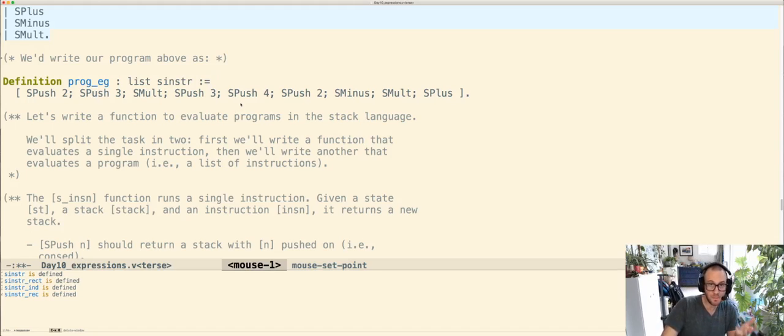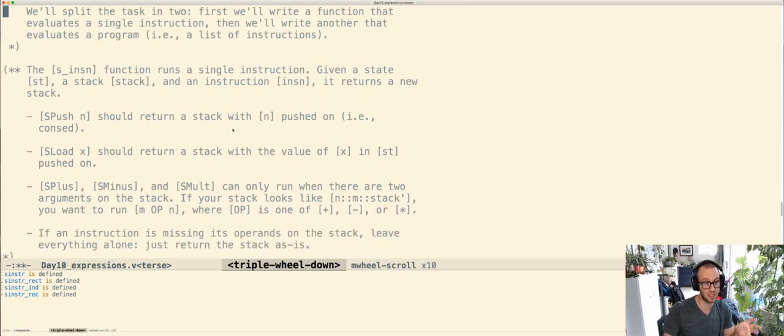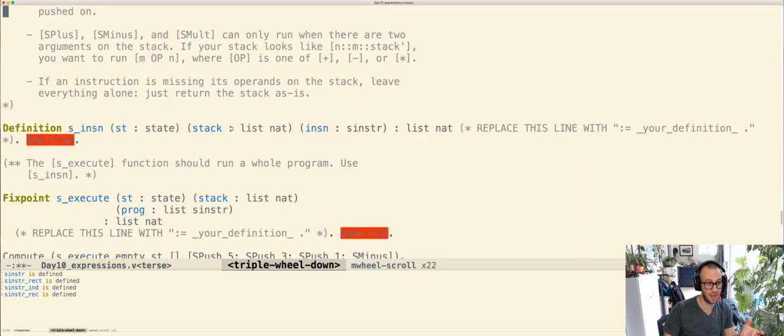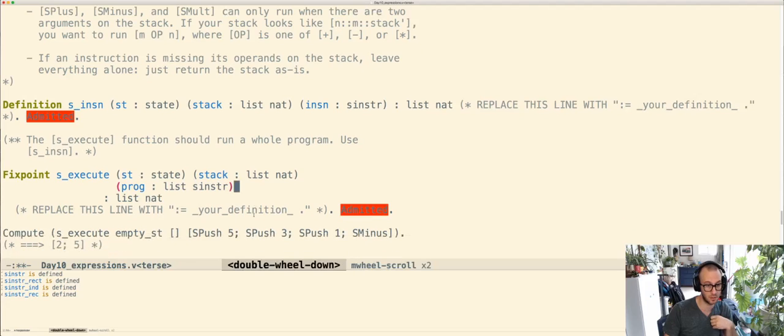So the first bit of your homework here has you defining the stack machine. We want you to do it in 2 parts. First, we're going to write a part that runs the instruction. And then we're going to write the part that just runs the whole program, which is a list of these instructions.